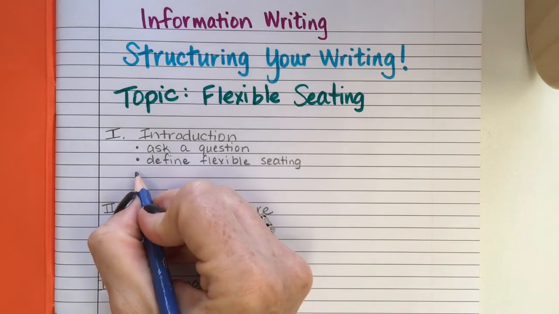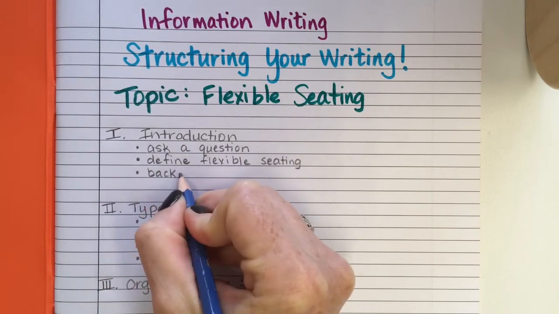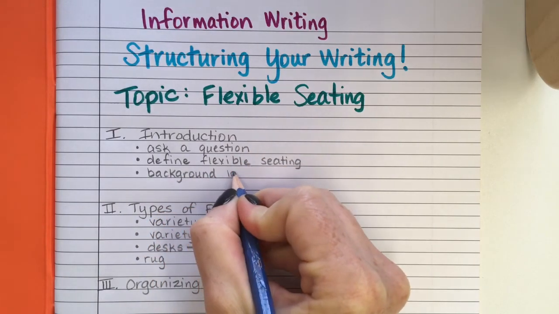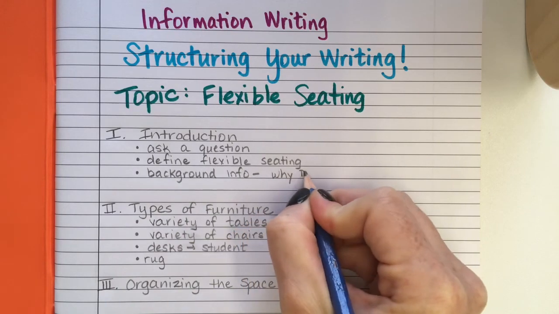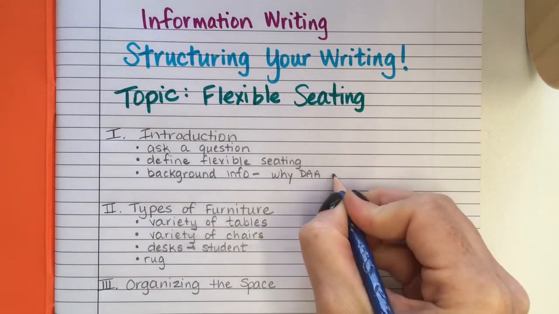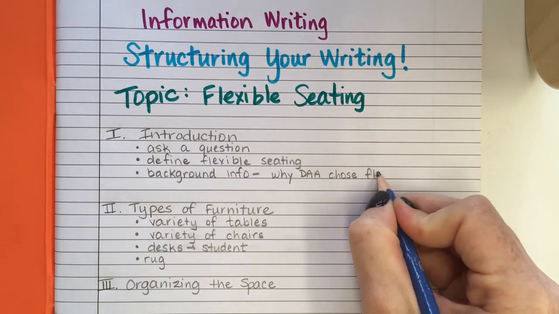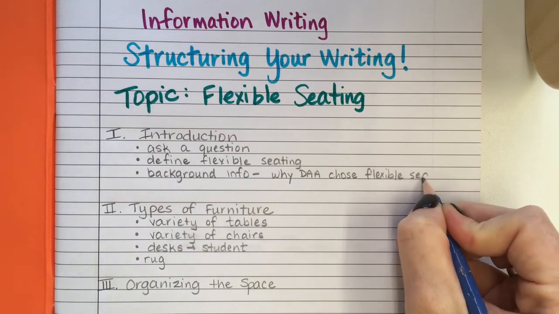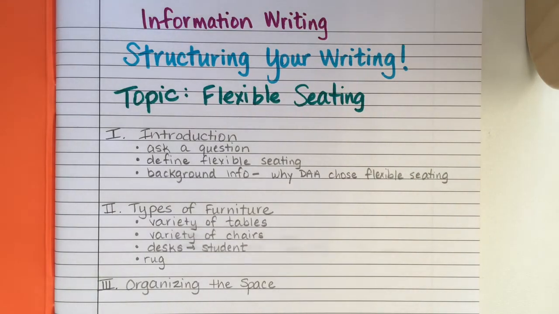So let me put maybe a little more background information, thinking about why DAA chose flexible seating. I think if I do these three things, I'll have a pretty good start to my introduction. I can always go back and add more after I've written it the first time if I feel like it's missing something.